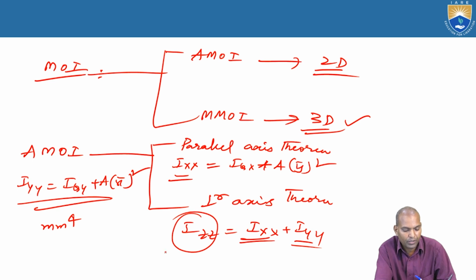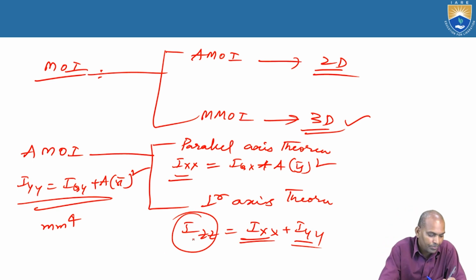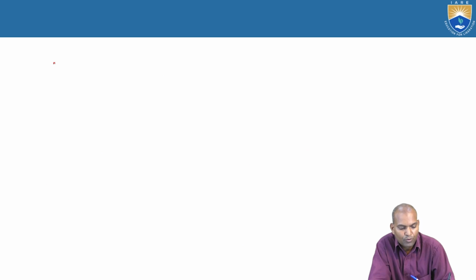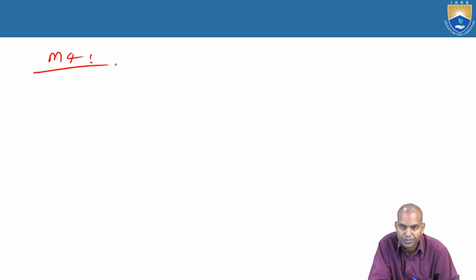Okay, similarly, the unit for area moment of inertia in the case of the perpendicular axis theorem is also mm to the power 4. Now, these are the glimpses of module 3. Coming to module 4, we consider the kinetics of rigid body.